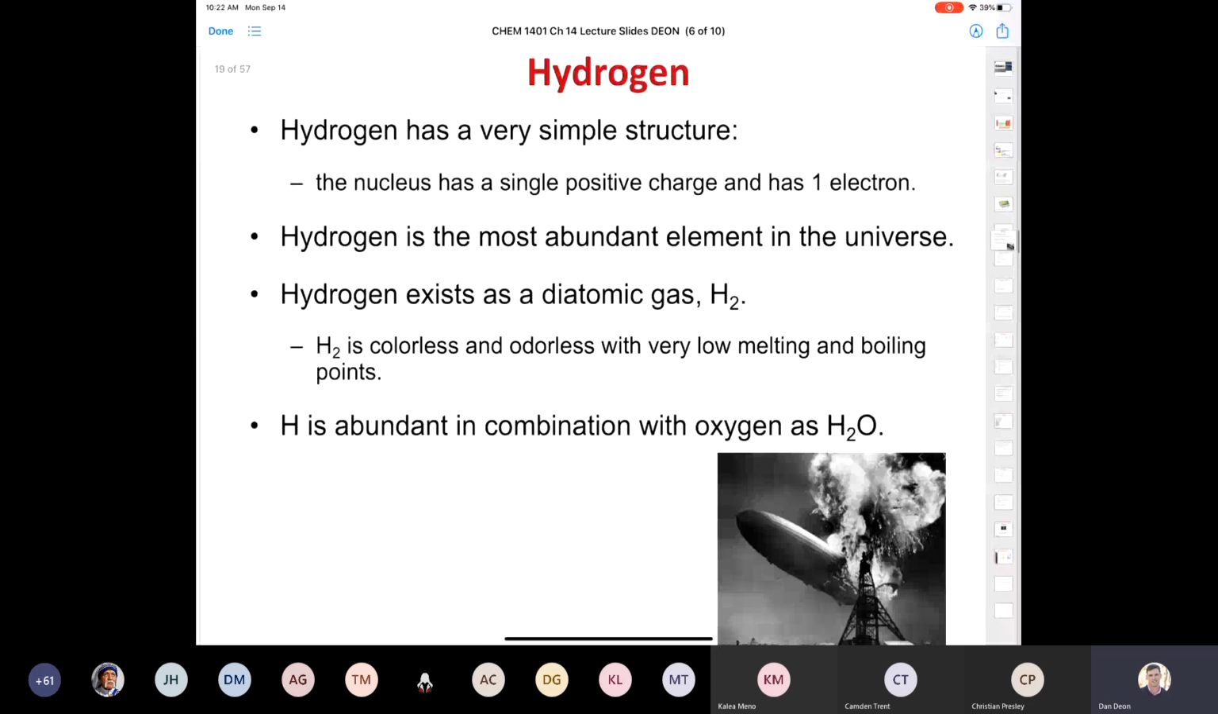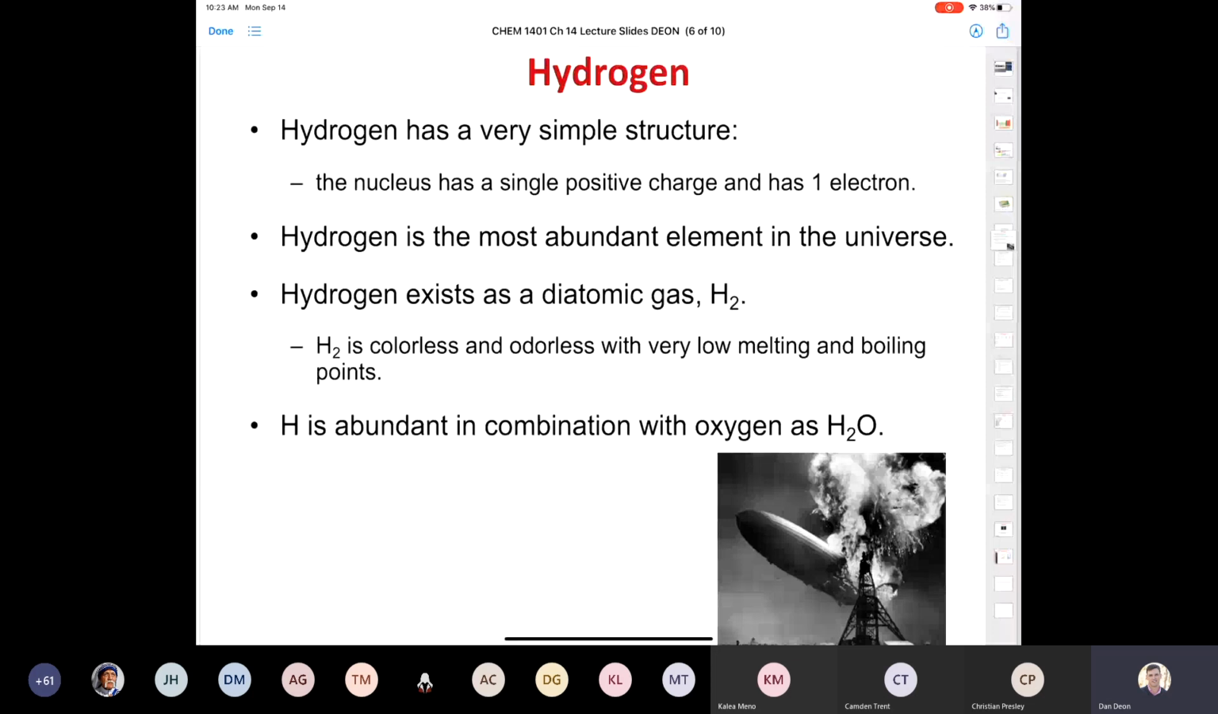Hydrogen's such a cool element. It's not my favorite element. I'm an organic chemist, I'm more of a carbon guy. But hydrogen is the first element. It's the most abundant element in the universe. In the entire universe, hydrogen is first, okay? Helium is second. Anyhow, hydrogen is really simple. It's got one proton, one electron, okay?